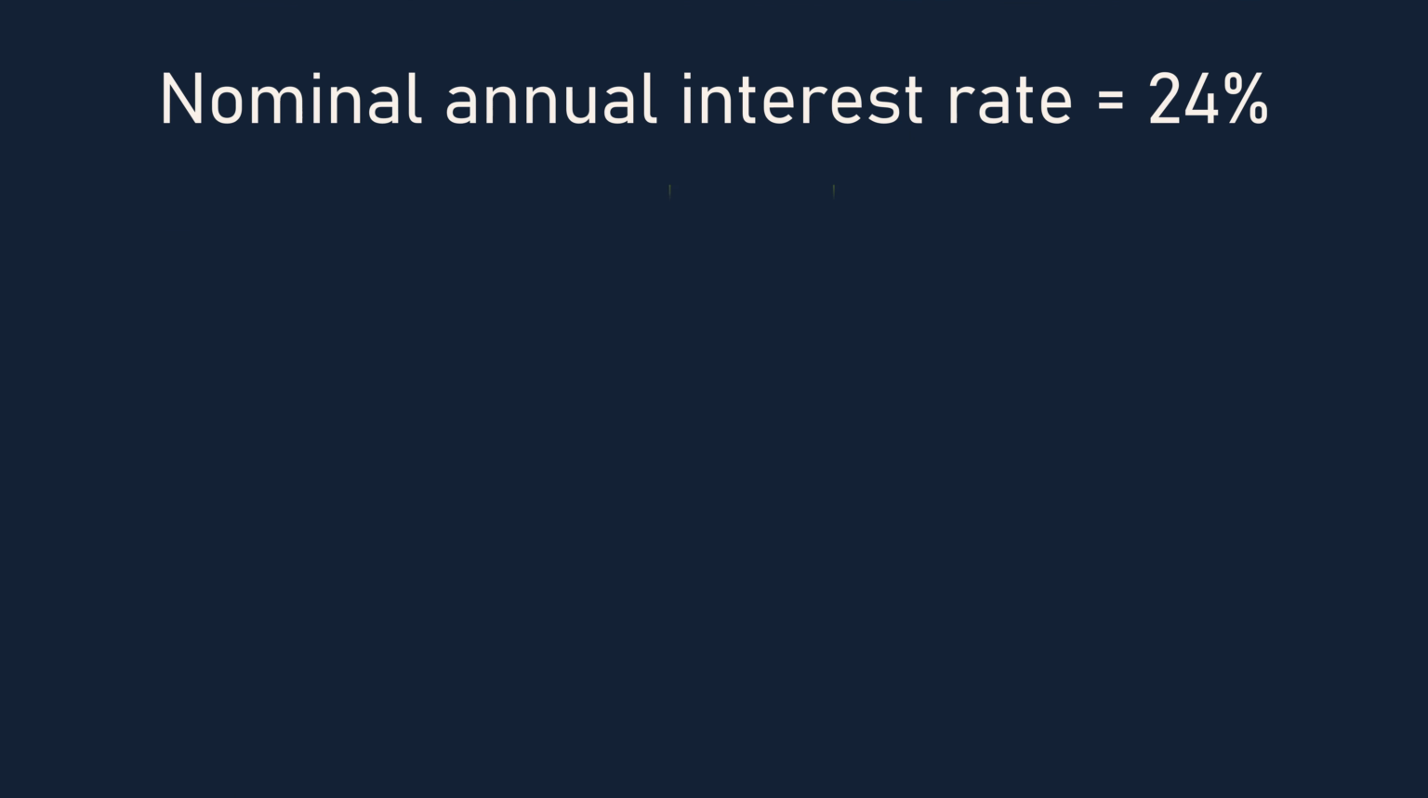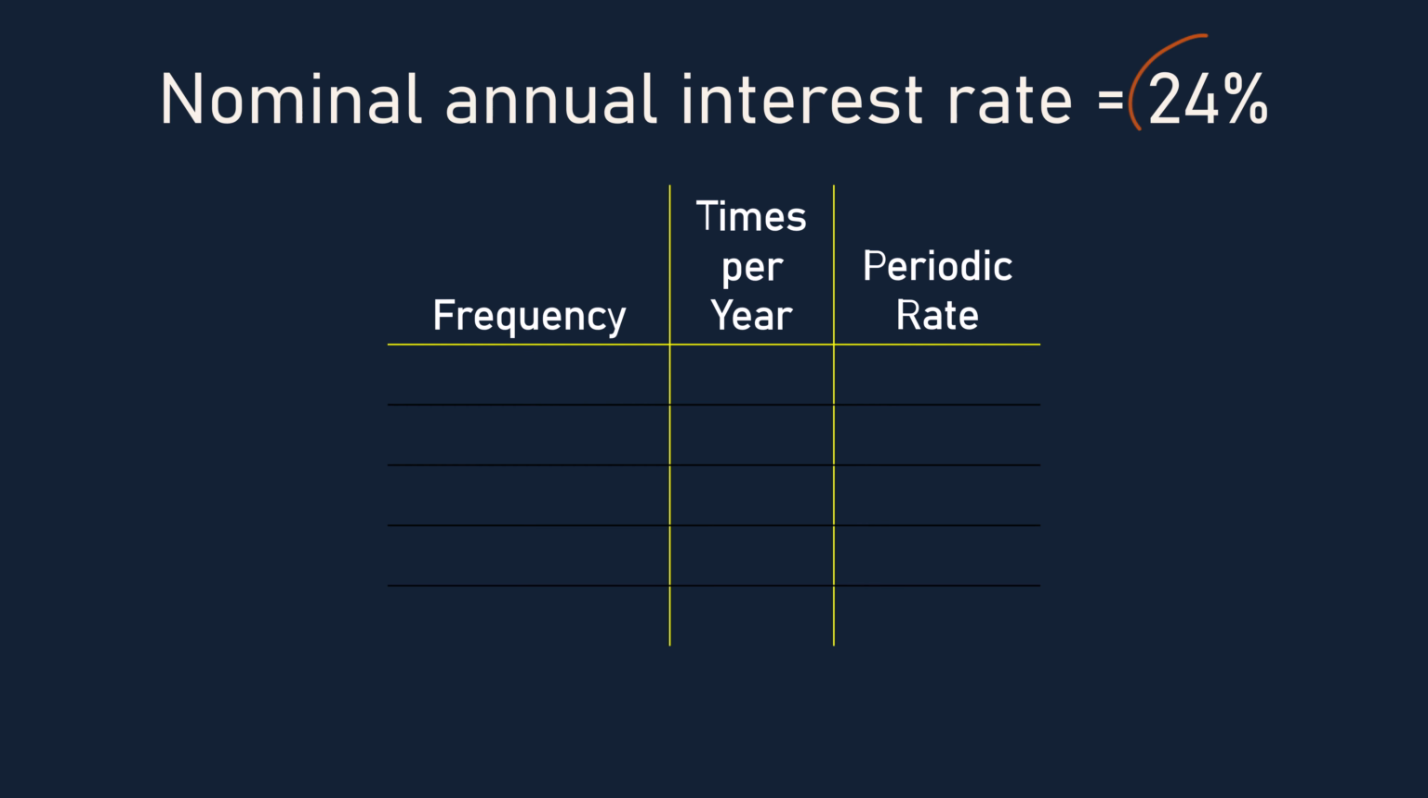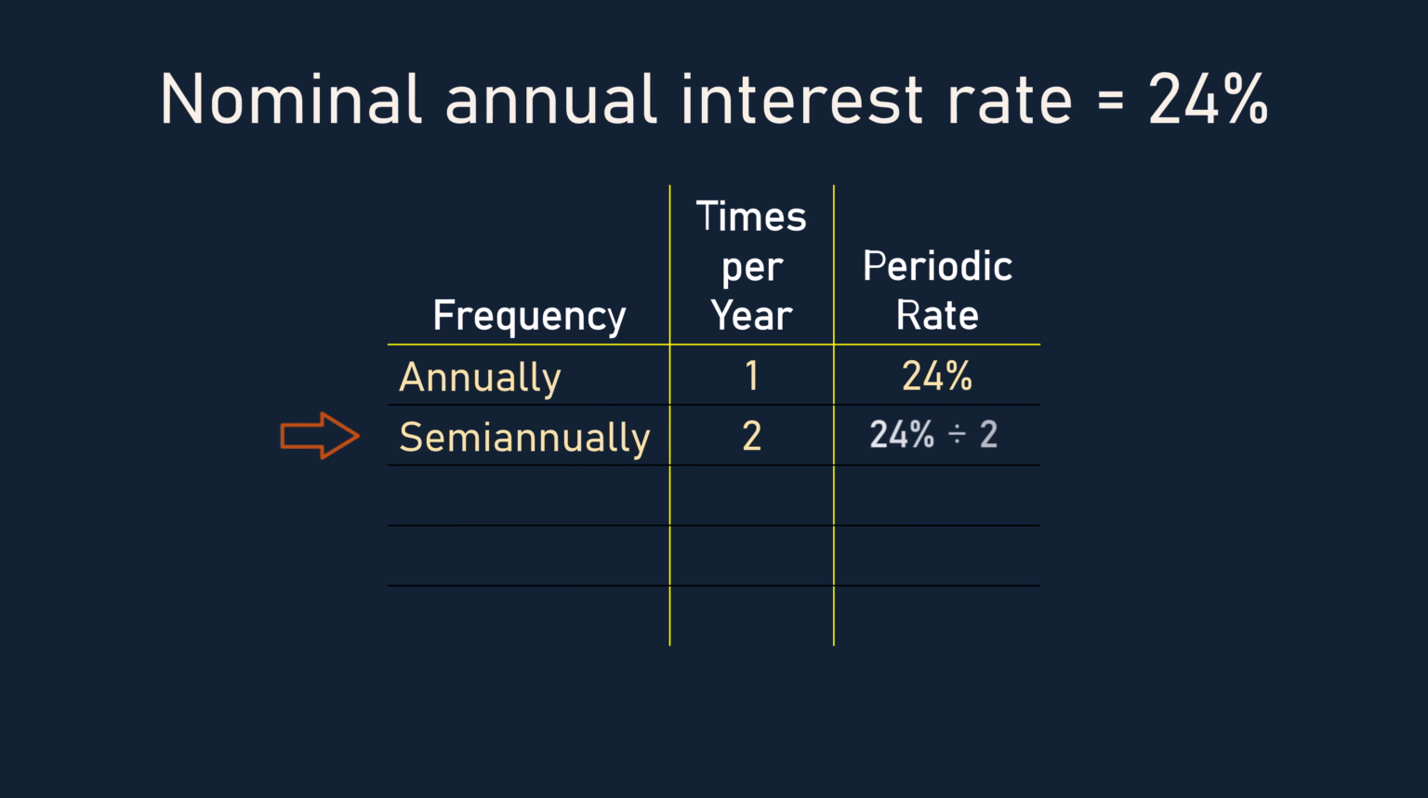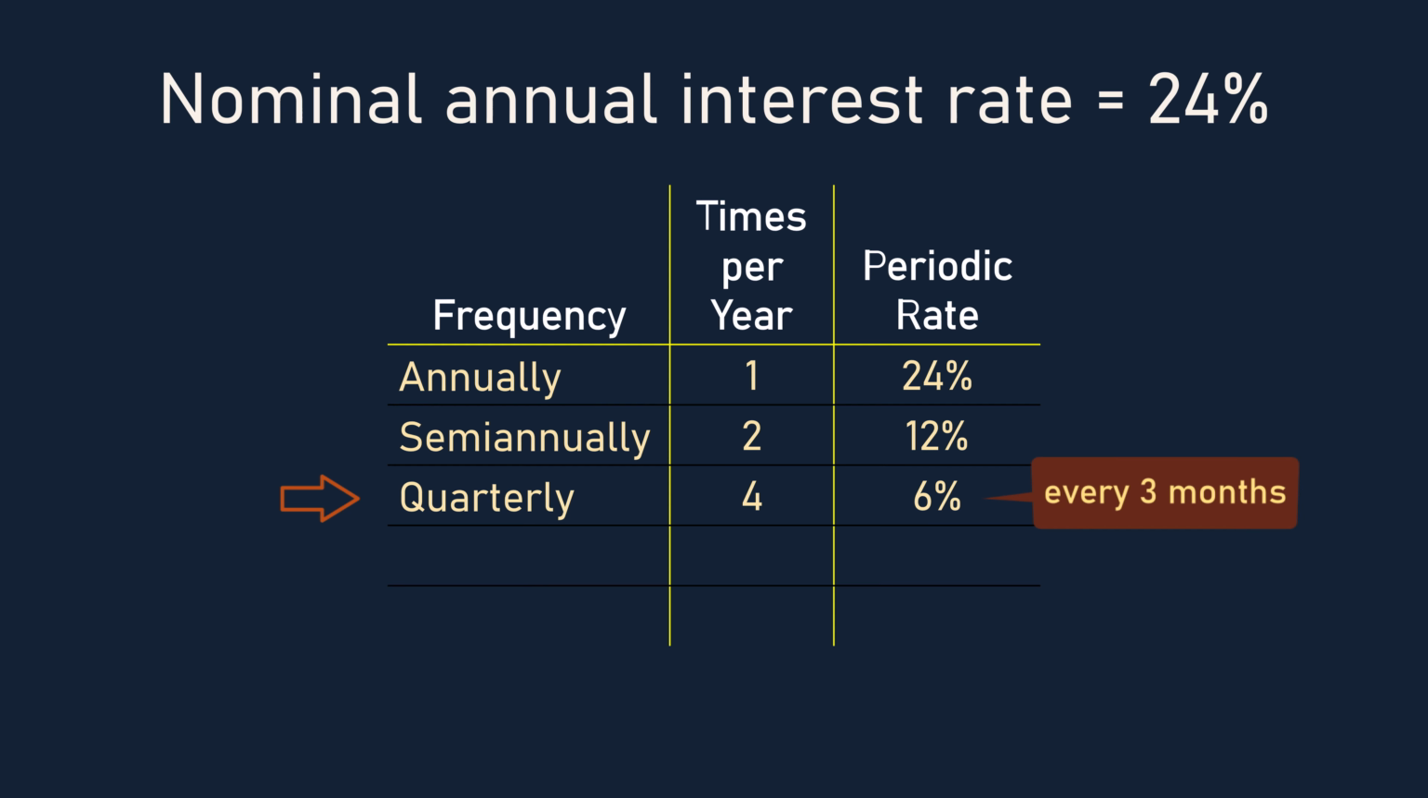Suppose we have a loan with a nominal annual interest rate of 24%. If the interest is compounded annually, the math is simple: 24% is applied once at the end of the year. If it's compounded semi-annually, we divide by 2. Your periodic rate is 12%, applied twice a year, or every 6 months. If it's compounded quarterly, we divide by 4. Your periodic rate is 6%, applied 4 times a year, or every 3 months.